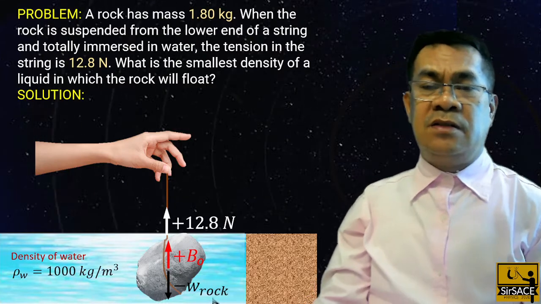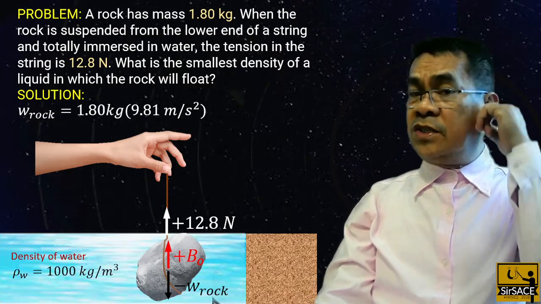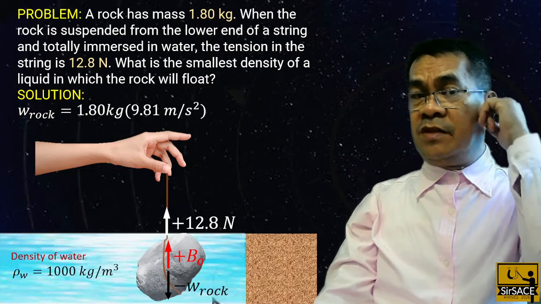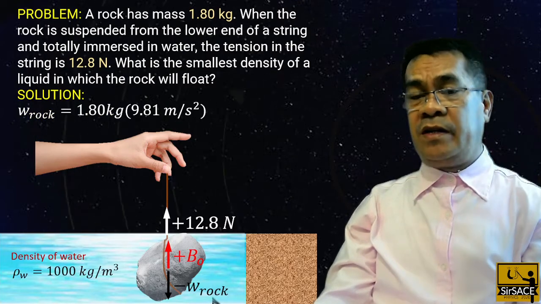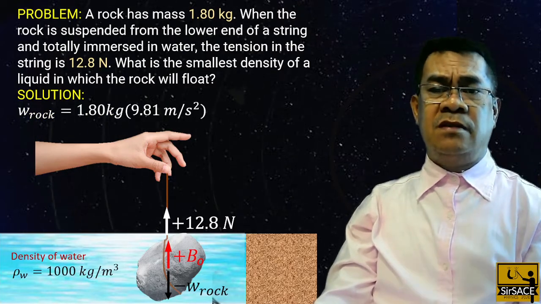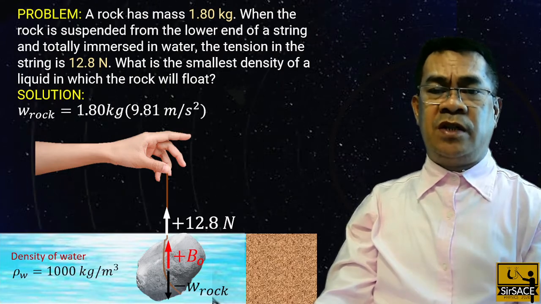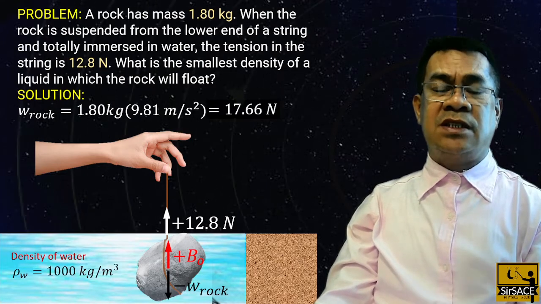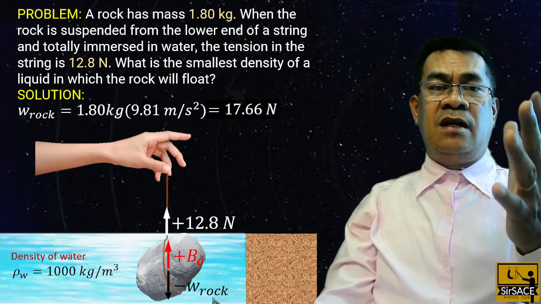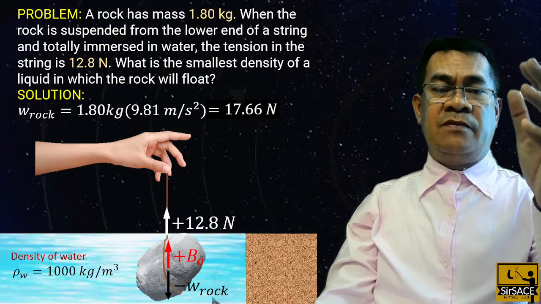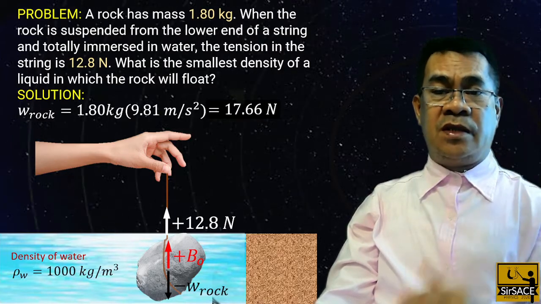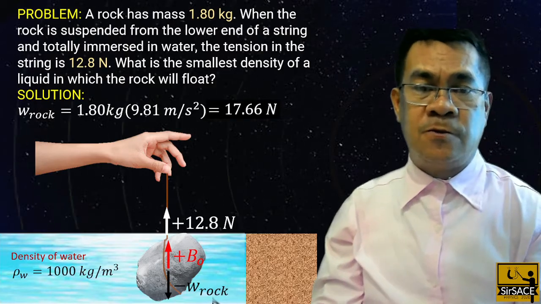Okay, so let's do it. The mass should be converted into Newton in order to provide the weight of the rock. So simply multiply by 9.81, and the answer is 17.66 Newton. As I've said, in air, the buoyant force is negligible, so nothing to worry about. Just convert it to Newton.